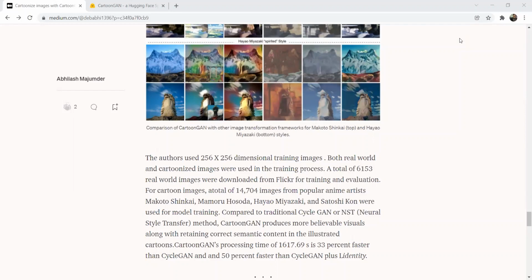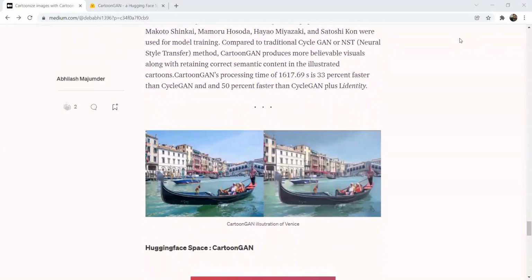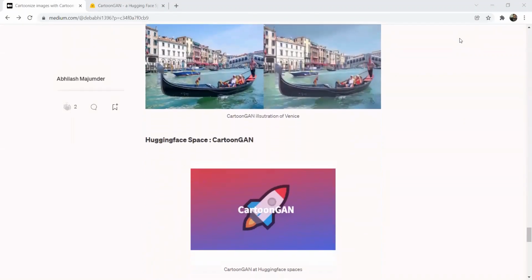CartoonGAN's processing time during training is 17.6369 seconds, which is 33% faster than CycleGAN and 50% faster than CycleGAN plus identity loss. So this is another generated image using the CartoonGAN architecture.